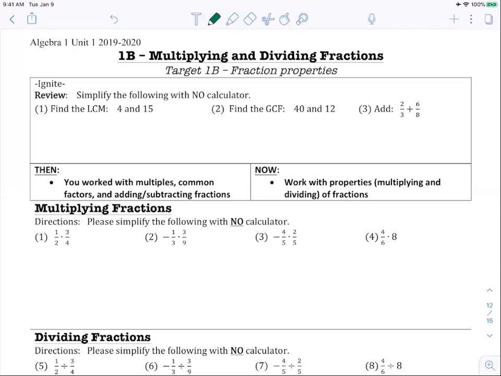Before we get into that, I want you to take a minute. I'm going to have you try a couple of the ignites at the top of this page. So let's start by just trying ignite number 1. Pause your video and then unpause when you want to check your answer.